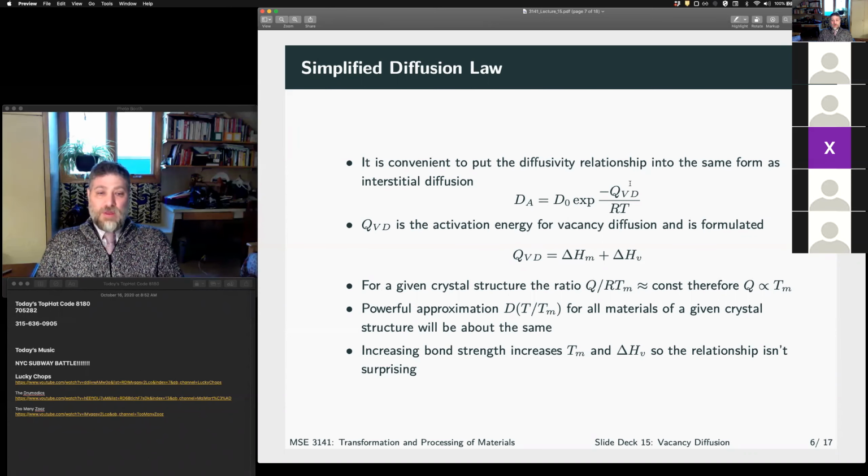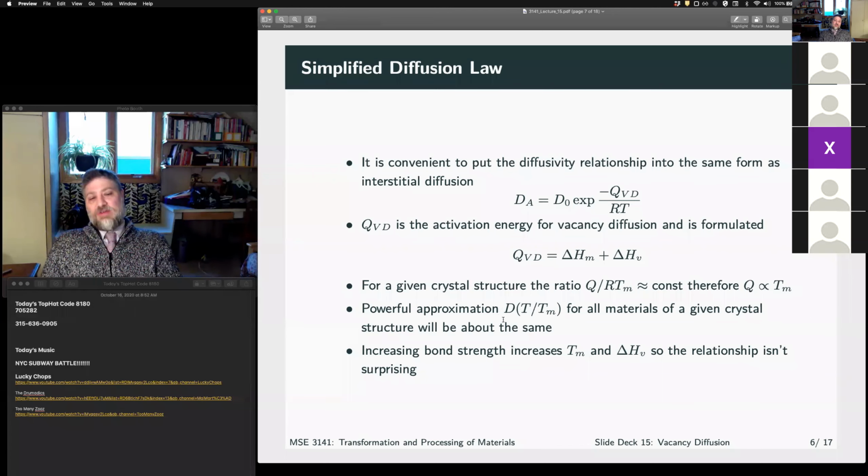So for a given crystal structure, this ratio at the melting temperature is going to be approximately constant. Therefore, we can say that the activation energy for diffusion is going to be roughly proportional to the melting temperature. So what this tells us is that we can do some pretty powerful approximations by just normalizing the temperature by the melting temperature. This is called the homologous temperature of a material.